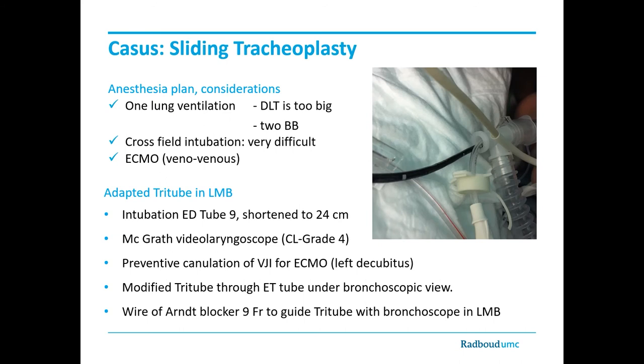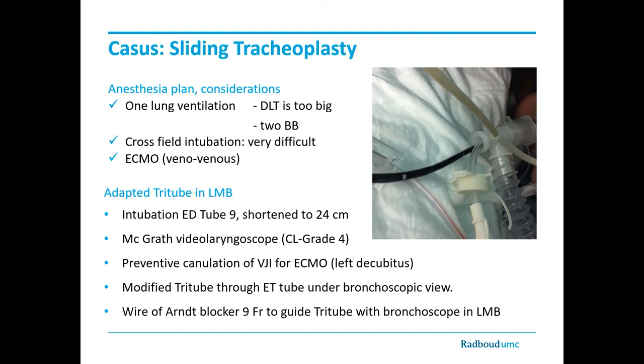What are the options for anesthesia? We needed one lung ventilation. The double-lumen tube is too big to pass the narrow parts. If a bronchus blocker is the choice, you will need two of them, one for the tracheal bronchus and one for the right main bronchus. In both cases, you will need cross-field intubation, but then the surgical view will be too poor to perform the operation. And then veno-venous ECMO has to be performed.